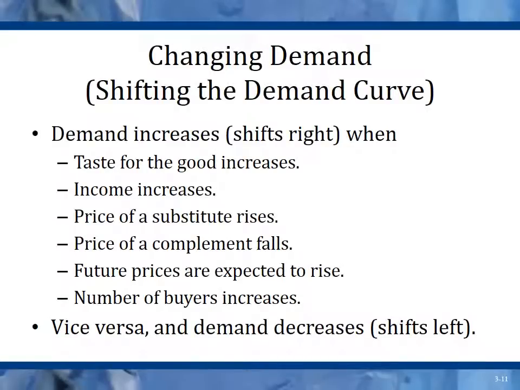Changing demand, shifting the demand curve. Demand increases, the line shifts right, which we'll look at in a minute. This happens when the taste for a good increases, income increases, the price of substitutes rises, or the number of buyers increases. Demand decreases if any of these things go the other way. We kind of talked about this on the last slide, so we pretty much covered this.